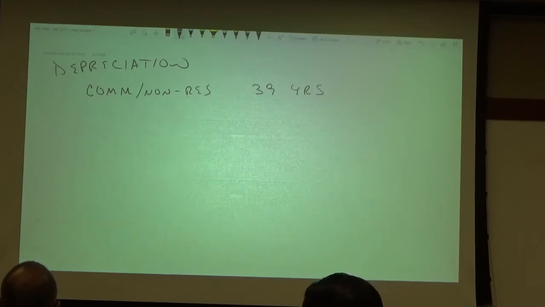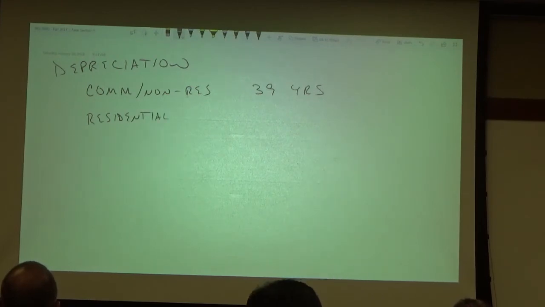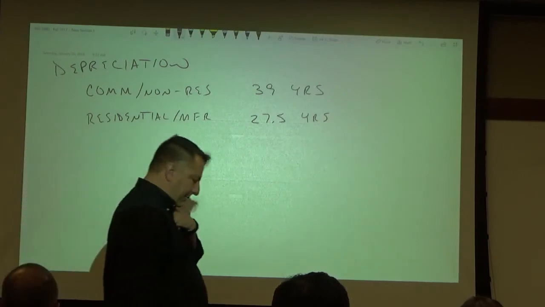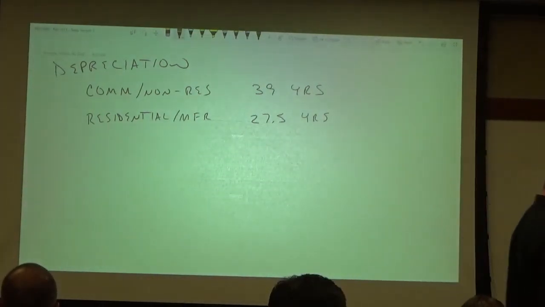Okay? For residential, and we're talking about multifamily residential or investment property specifically, we're not talking about single-family residential owner-occupied, the depreciation term is 27 and a half years. Anything with rental income. Okay, this is not your personal residence. All right. Now, does this include single-family rentals?